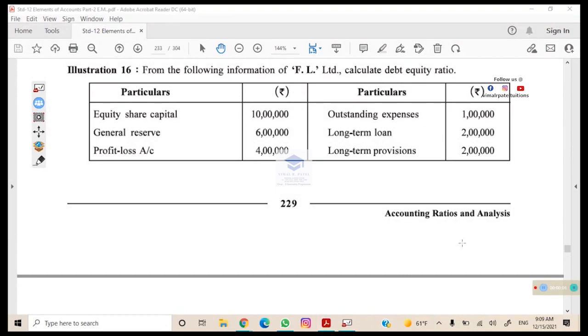Illustration 16. From the following information of FL Limited, calculate debt equity ratio. You have been given equity share capital, general reserve, P&L account, outstanding expense, long-term loan and long-term provision. Now, the formula for debt equity ratio is long-term liability upon equity shareholders fund or shareholders fund.